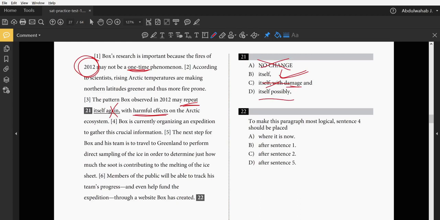"May repeat itself possibly." "It may possibly repeat itself." Here, the positioning of the adverb is very awkward. There's awkward use or placement of a modifier that's being misplaced. So B is the best answer that we have.